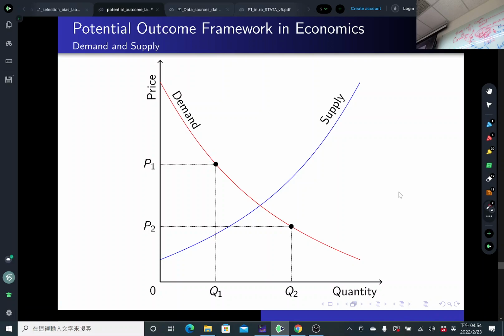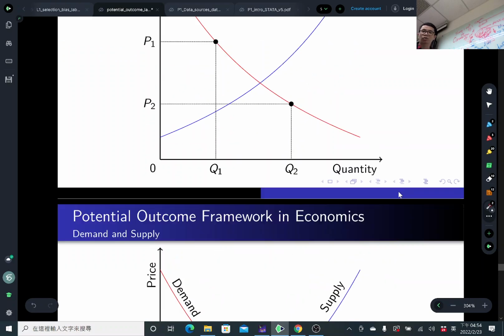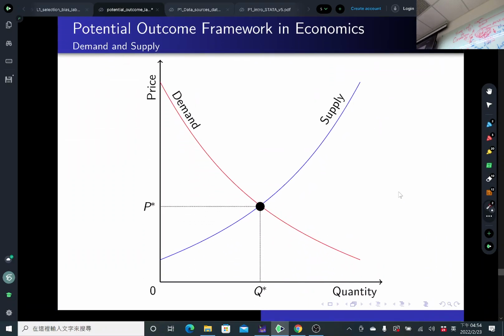So price you can consider as kind of like the treatment. Given this treatment, there's a corresponding potential demand Q1. Given this price, given this treatment, there's a Q2 that potentially exists in the world. But actually it doesn't really exist in the world. Only at the equilibrium, when demand and supply are equal, can we observe. We can only observe P star and Q star.